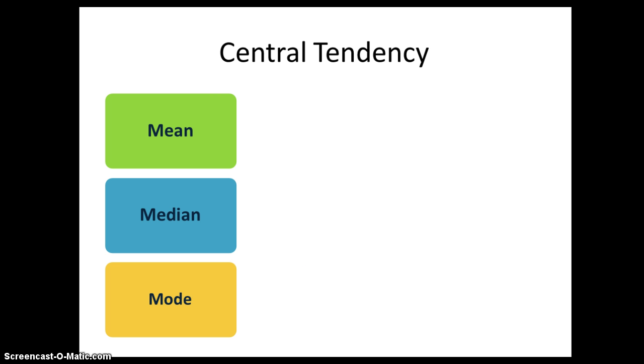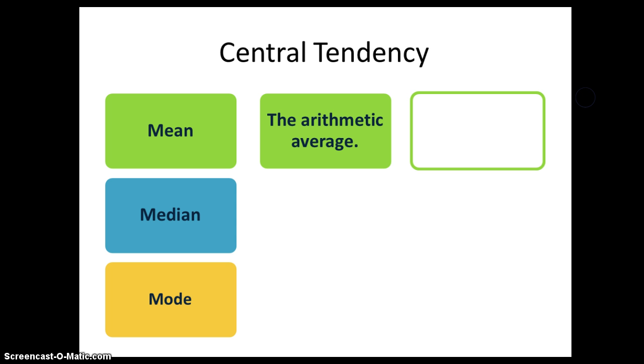Now, in terms of central tendency, we have these three measures: the mean, the median, and the mode. The mean is probably one that you're most familiar with, as you've probably received information about what the class average was on an exam, for example. So that is the arithmetic average of all the numbers in a data set.